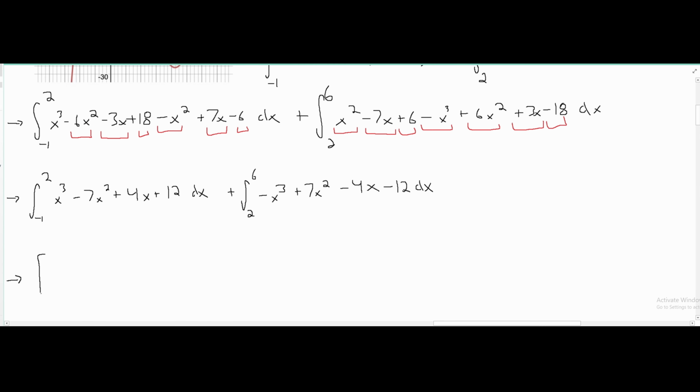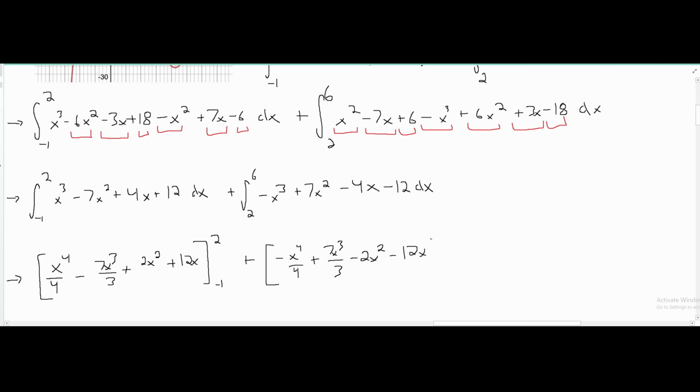Taking the integral here, we are going to have x to the 4th over 4 minus 7x cubed over 3 plus 4x squared over 2, but this is just going to give us a 2x squared. We can simplify this. And then we are going to have a 12x, and this is going from negative 1 to 2. Now we can add this next part. We're going to have a negative x to the 4th over 4 plus 7x cubed over 3 minus 2x squared minus 12x. Still, we cannot combine these yet because we have different boundaries.